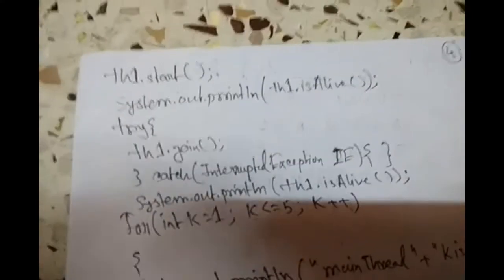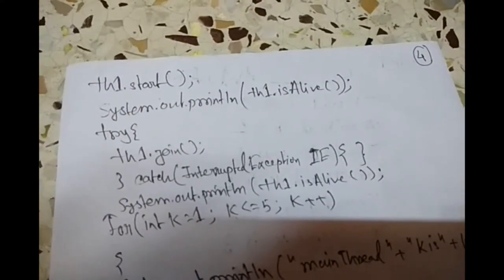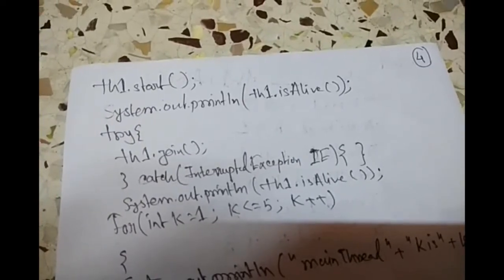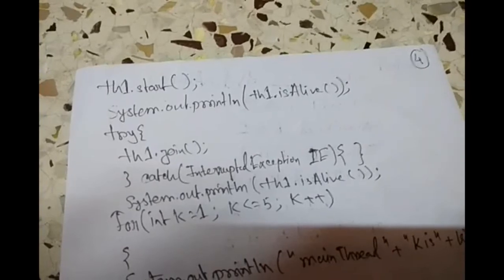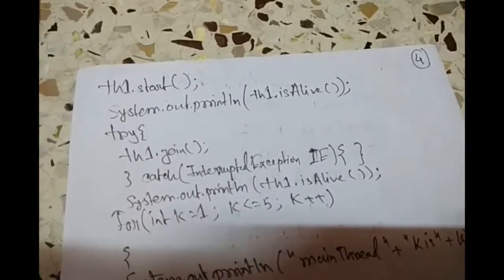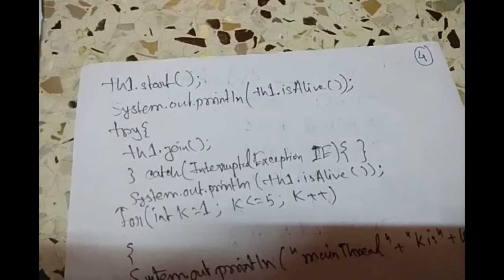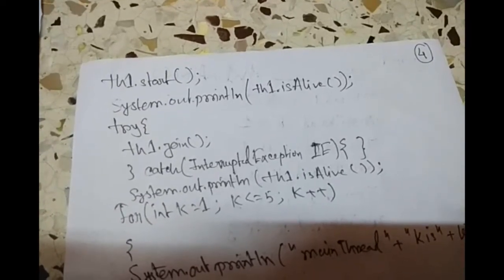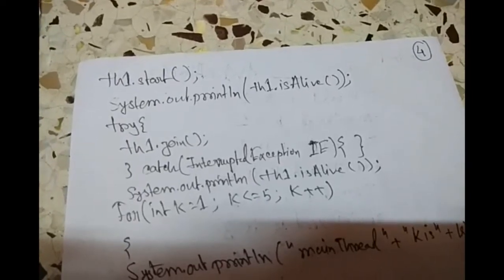And now we will start that particular thread, th1, and we are printing the value of th1.isAlive. Obviously this prints true, because we are starting thread 1 and checking whether it is alive or not. So obviously it is alive and it will print true.